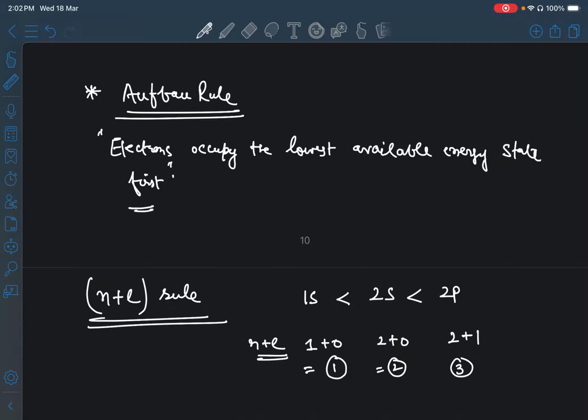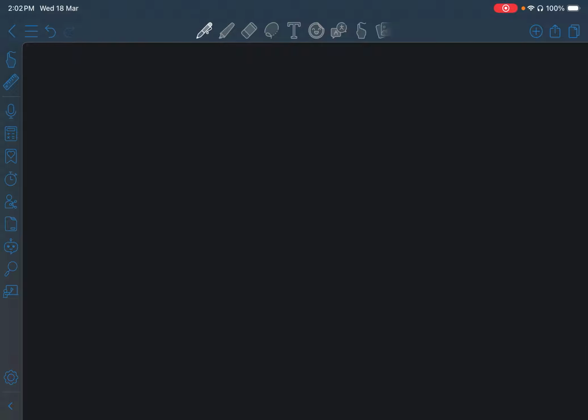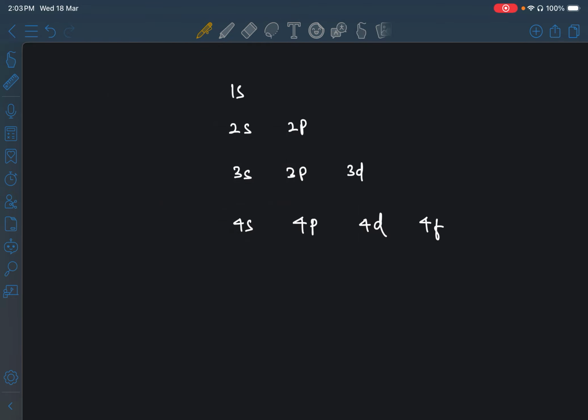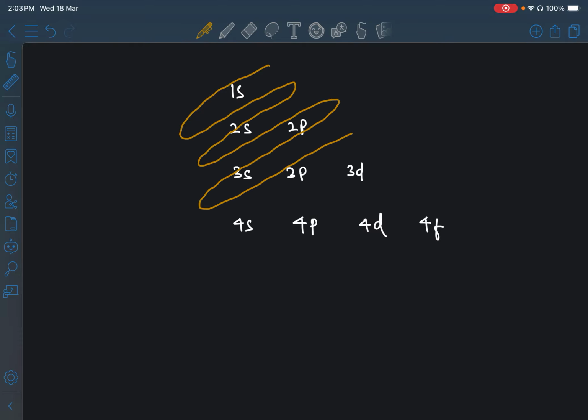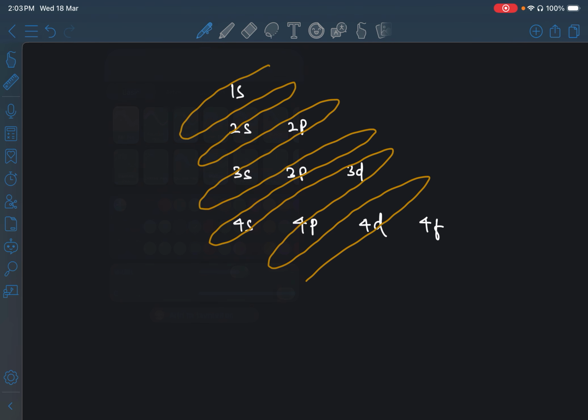You can simply find the n plus L values, or there is a very famous electron cutting pattern diagram, which is like this: 1s, 2s, 2p, 3s, 3p, 3d. Then we have 4s, 4p, 4d, and 4f. Just cut these orbitals diagonally and you can get your energy order. Like this, you can easily cut these orbitals diagonally, and I can show you the arrow points like this.